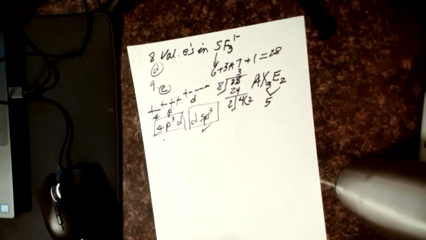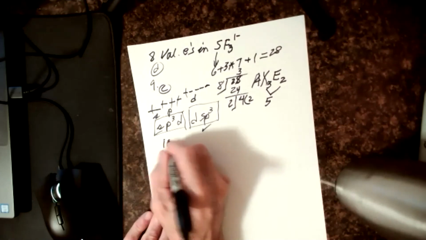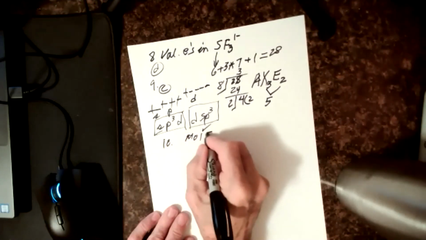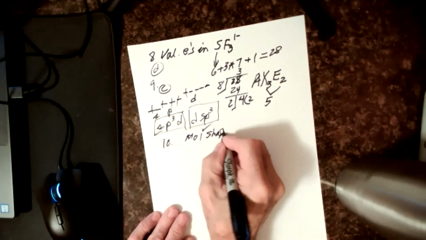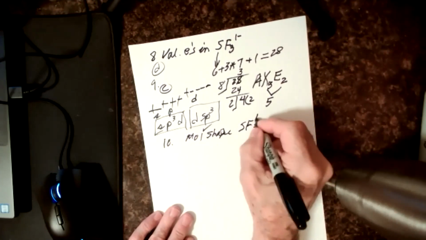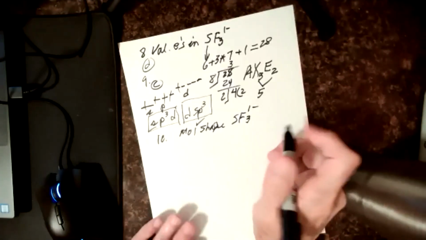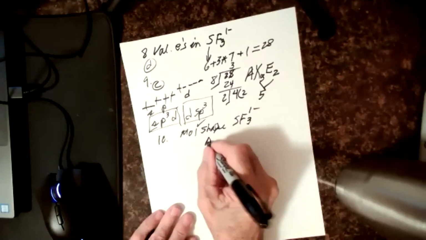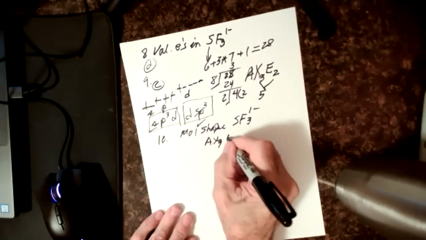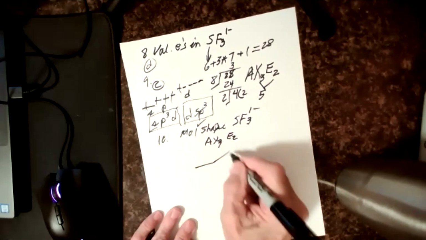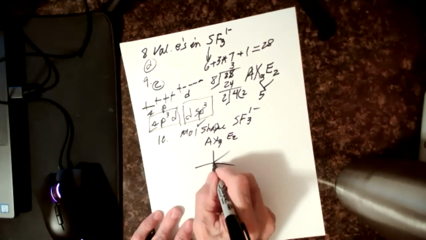What is a molecular shape? Now, this is again a warning. Molecular shape of SF3 1 minus. Okay, I've already got the VSEPR is AX3E2, and that's a trigonal bipyramid.